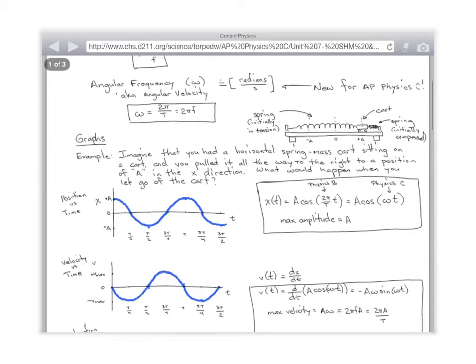Now, if you're like me and you don't like to think in terms of omega, you like to think in terms of period, the maximum velocity would be a omega, which would be 2 pi f times a, which would be 2 pi a over period. Kind of cool. And if you think about that, the units check out too, because a is distance and T is time. Good? All right, what about acceleration?